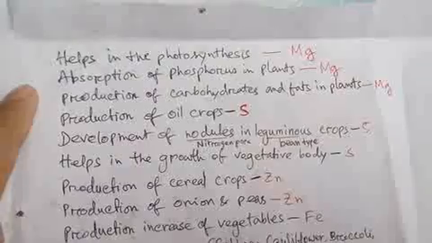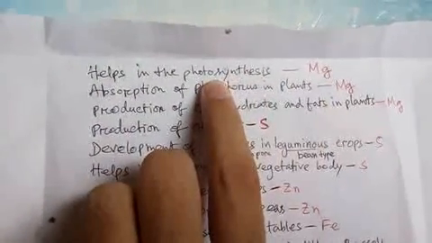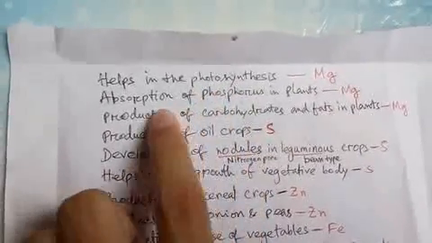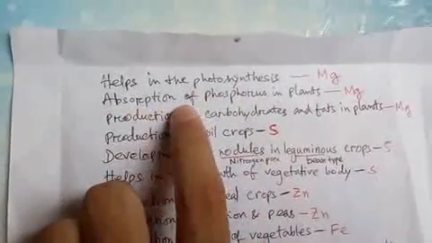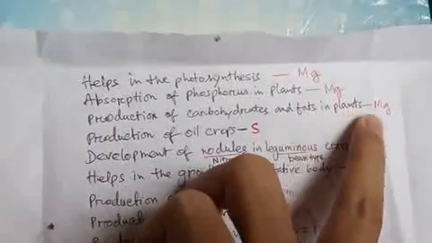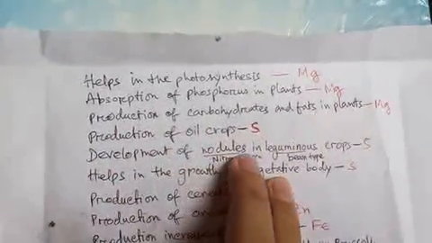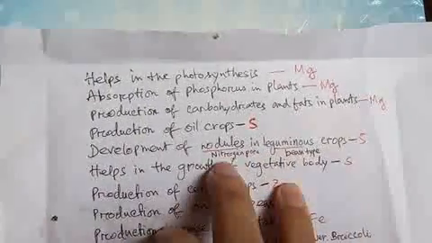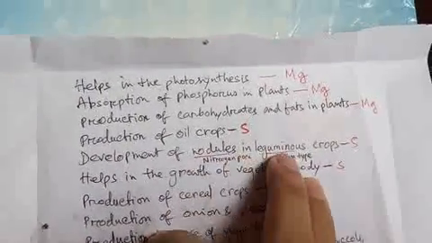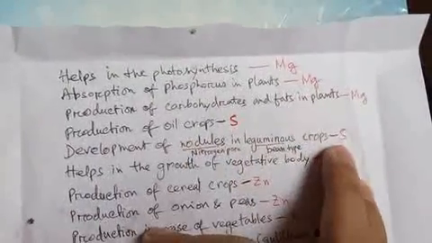Few more things to know. Helps in photosynthesis, magnesium. Photosynthesis is the process of making food by plants from sunlight. Absorption of phosphorus in plants, magnesium. Production of carbohydrates and fats in plants, magnesium. Production of oil crops, sulfur. Development of nodules in leguminous crops. In nodules, nitrogen fixes, and leguminous crops means bean type crops. Okay, and sulfur helps this development.